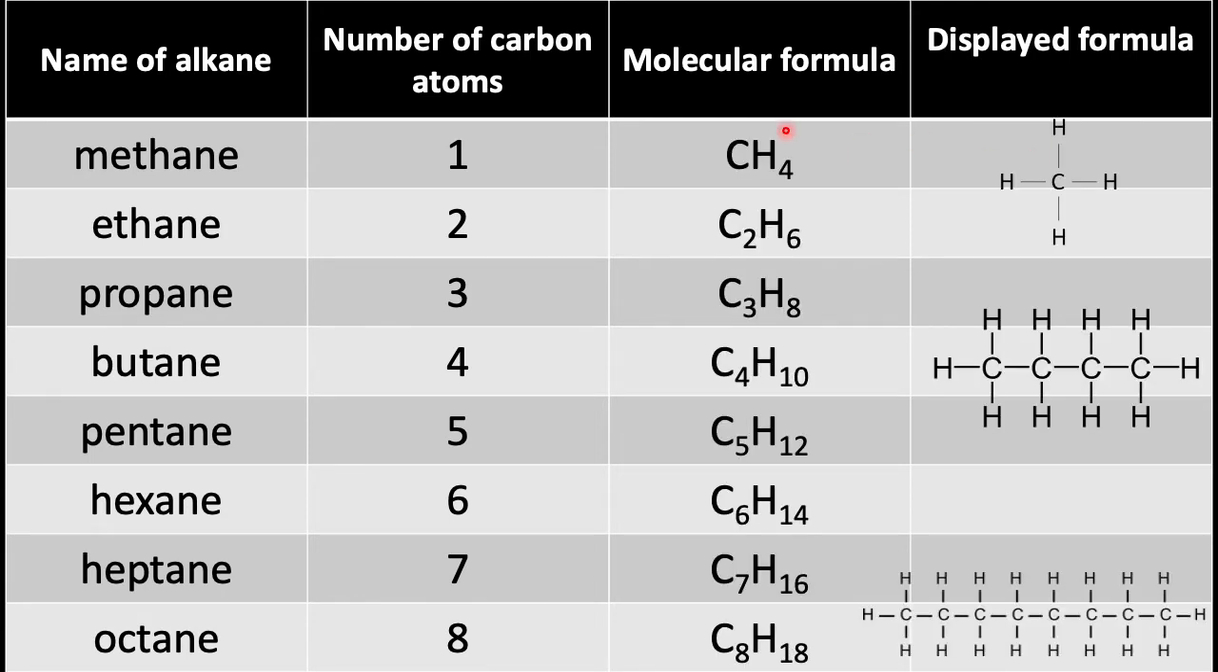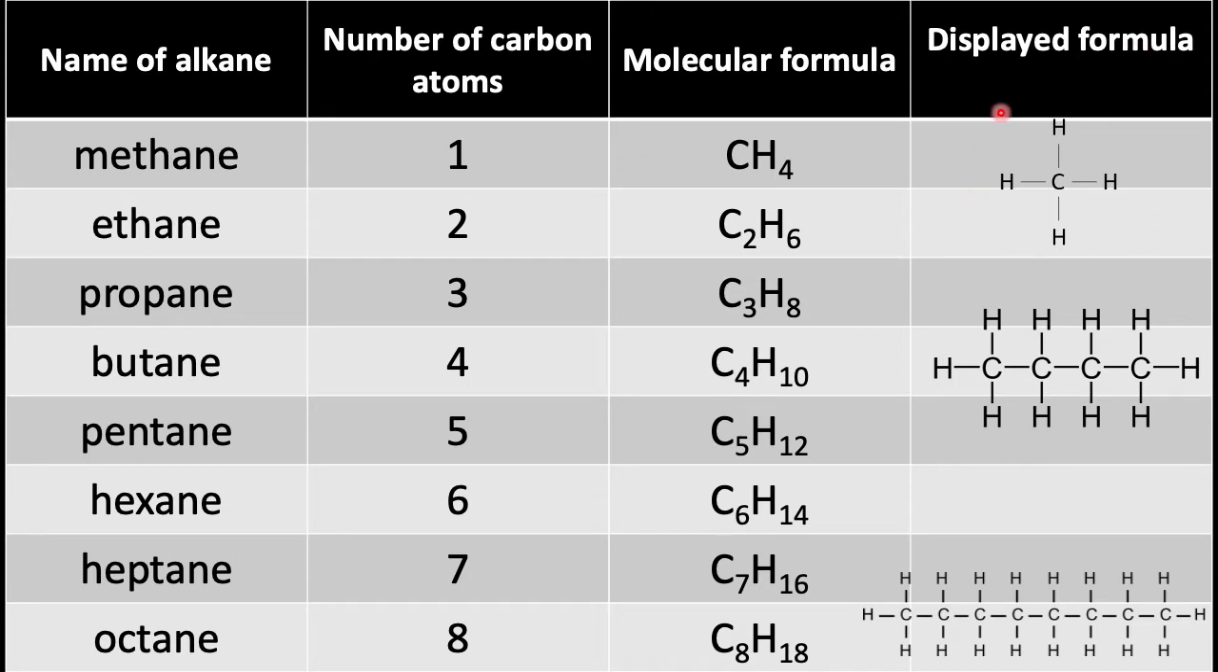So the answers are as follows. Methane is CH4, ethane C2H6, propane C3H8, butane C4H10, pentane C5H12, hexane C6H14, heptane C7H16 and octane C8H18. Tick them off. If you didn't have them, you can add them in.